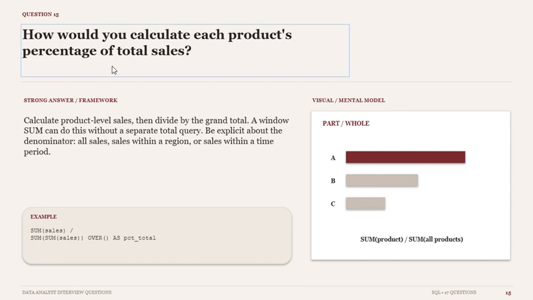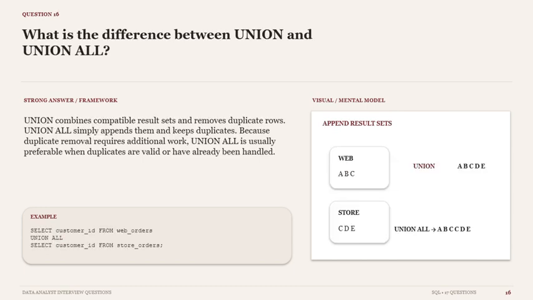How would you calculate each product's percentage of total sales? To calculate how much this particular product has contributed, first we calculate product level sales and then divide by the grand total. A window sum can help us do this. This is a very intricate query. We have to calculate the sum of sales of this particular product divided by the sum of sales over, using a window function. You can go through more about this in detail. These are the most probable questions that can be asked.